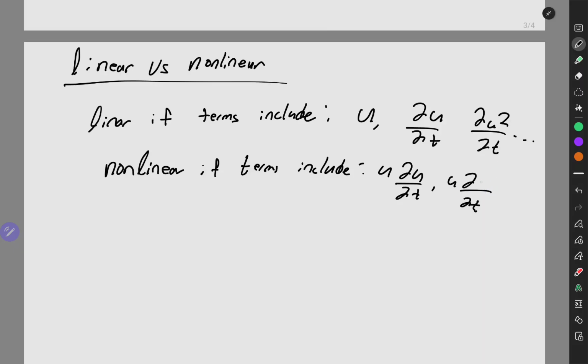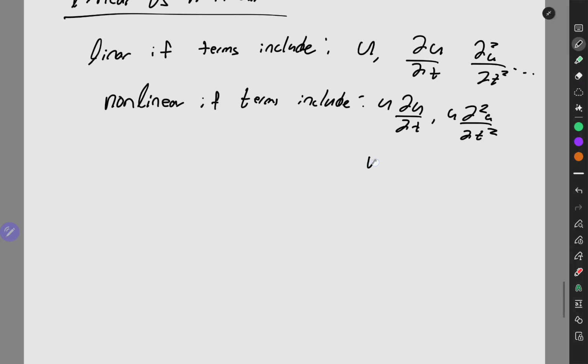Oh crap. My notation's a little bit messed up here. Okay. Something like that. Or if we have something like u squared, or u, anything to the higher power, right? Anything like this to the higher power. That's all nonlinear.